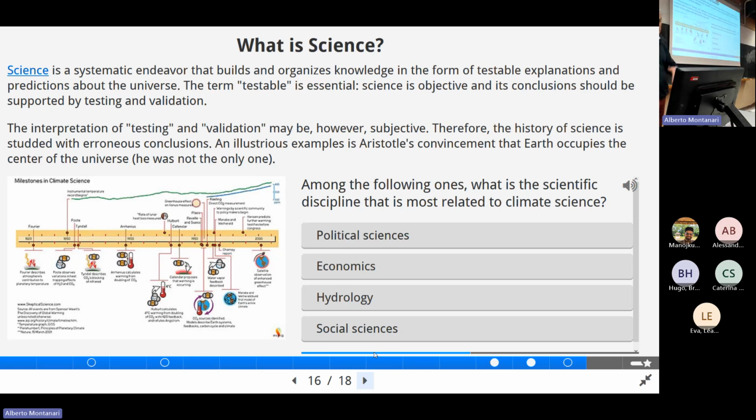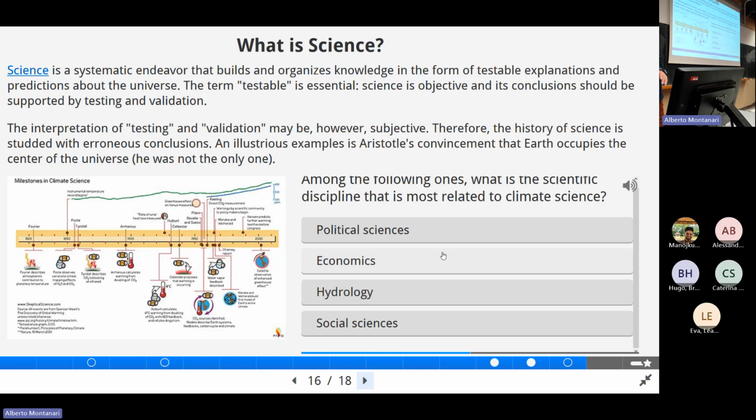So here you see a list of disciplines. They are all related to climate science, actually. If I had to identify the most related, I am biased here, I would say hydrology, because it's the science of the water cycle. But all of them are related to climate science at different levels, with different levels of involvement depending on the problem, but they are all involved.